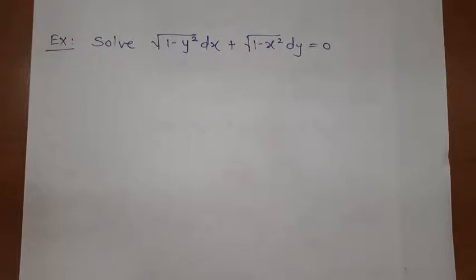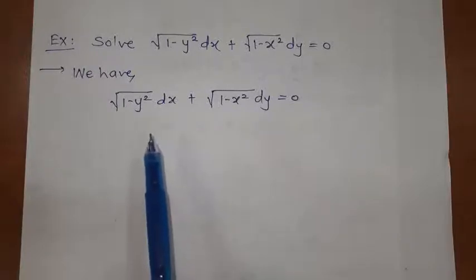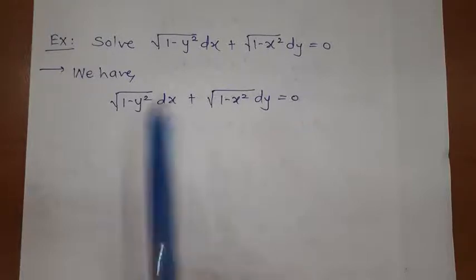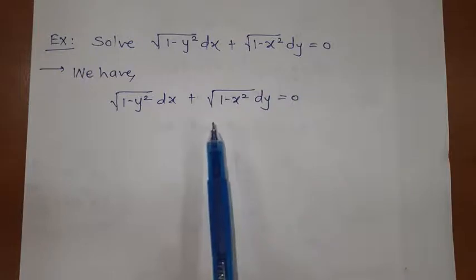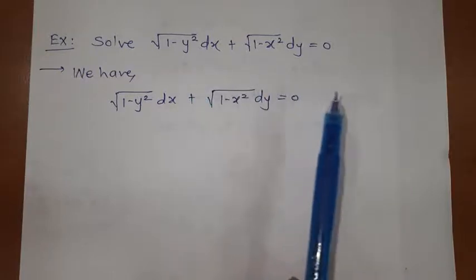So what will I do? First of all, I will write the given problem. So this is the given problem. You remember, in case of variable separable type, what do we do? We take all terms of x on one side and we take all terms of y on the other side. So what will I do? I will shift this term of dy on that side.